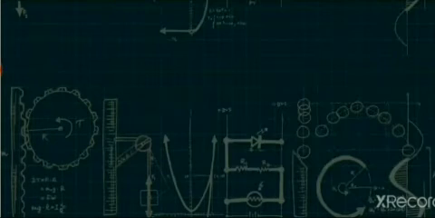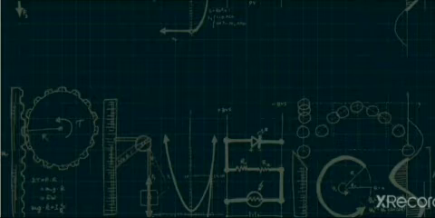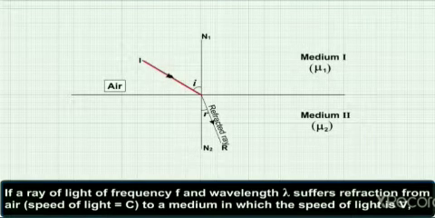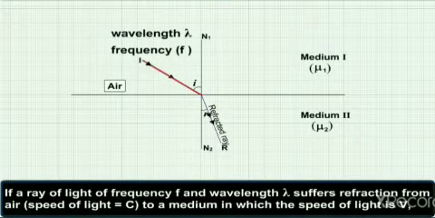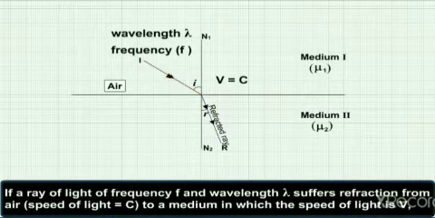Relationship between wavelength in the two media. If a ray of light of frequency f and wavelength lambda suffers refraction from air, the speed of light is equal to c.